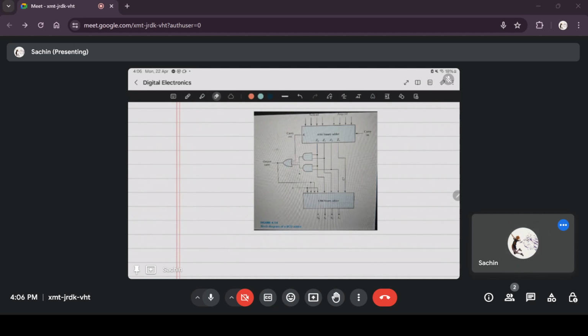That is because if you want to carry over, suppose you add 9 with 9, you get 18. How do I say this?